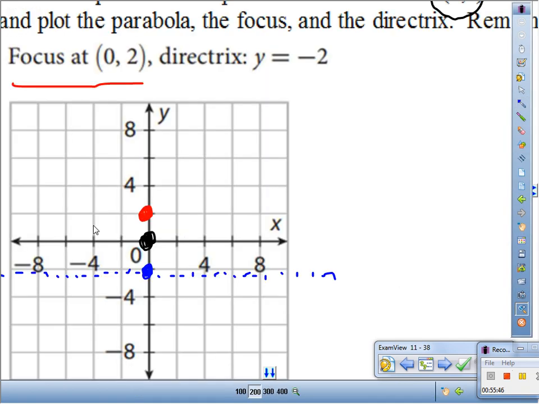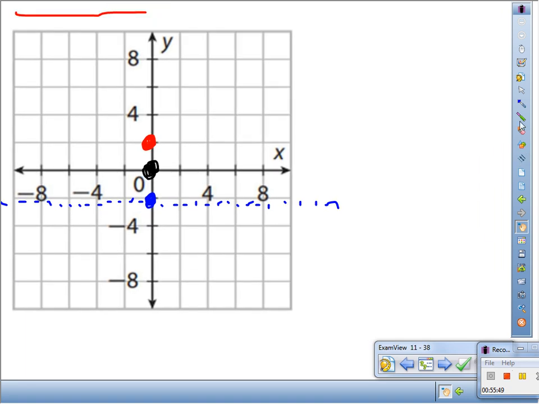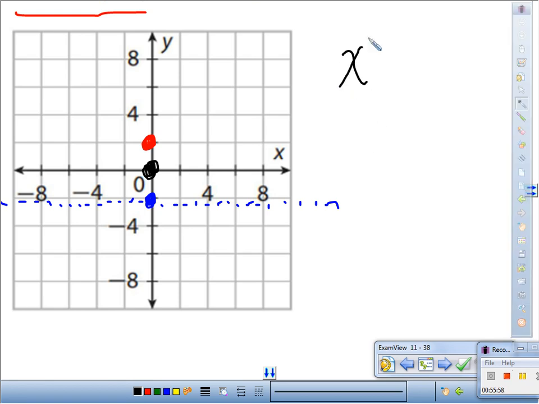However, now I need an equation for this. If the parabola is going to be opening up, what does that look like in regards to variables? It's x squared. When it's a parabola opening up, it's x squared. And what does that equal to? Who remembers? 4py. That is correct.